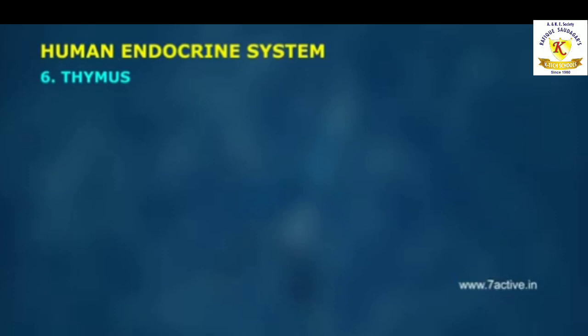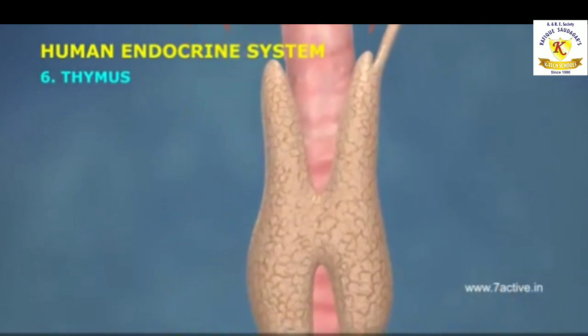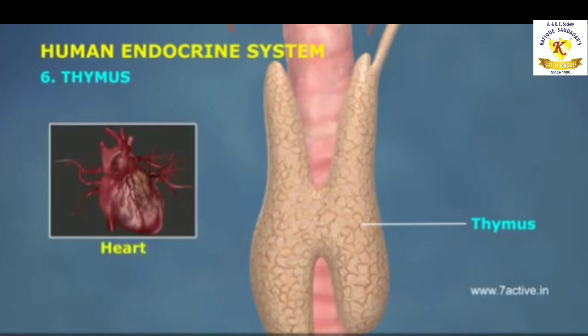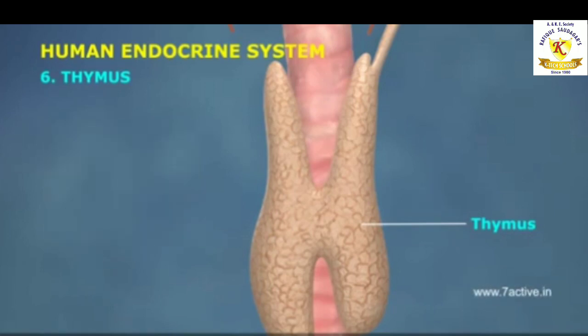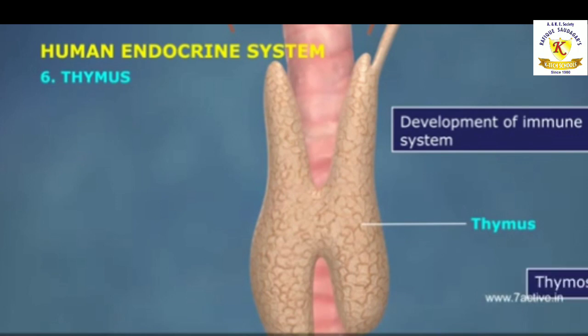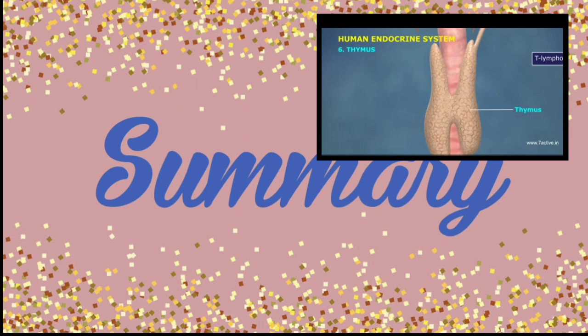Next gland is thymus. Thymus gland is a soft pinkish lobular structure located on the dorsal side of the heart and aorta. The thymus plays a major role in the development of immune system. The gland secretes a peptide called thymosin. Thymosin plays a major role in differentiation of T lymphocytes which produce the cell mediated immunity.